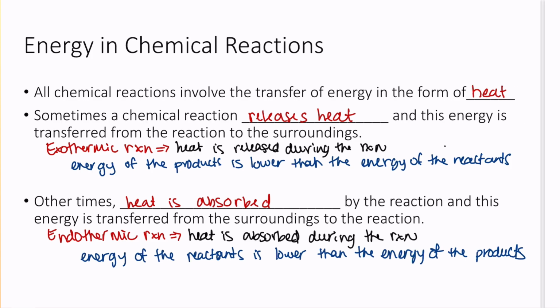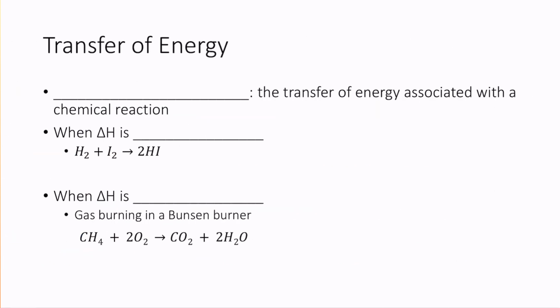Now, in chemistry, we have a specific word for the transfer of energy, and it is called the enthalpy. And it is given the symbol delta H. So you can think of it as kind of the change in heat within a chemical reaction. When delta H is positive, then that means we have an endothermic reaction.